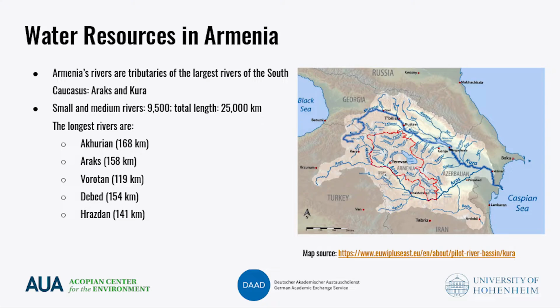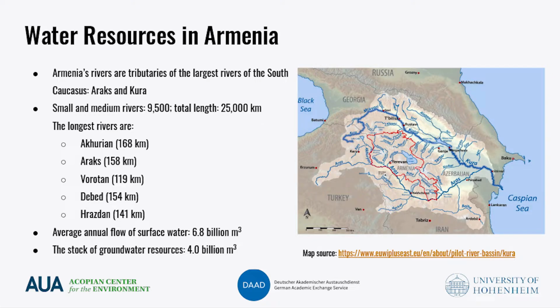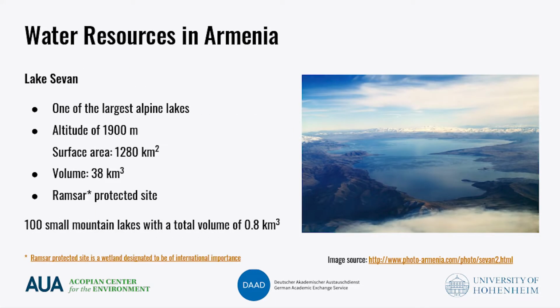The longest rivers are Akhuryan, 168 kilometers, Araks, 158 kilometers, Vorotan, 119 kilometers, Debed, 154 kilometers, and Hrazdan, 141 kilometers. The average annual flow of surface water amounts to 6.8 billion cubic meters. The stock of groundwater resources is about 4 billion cubic meters. Armenia also has 100 small mountain lakes with a total volume of 0.8 cubic kilometers.